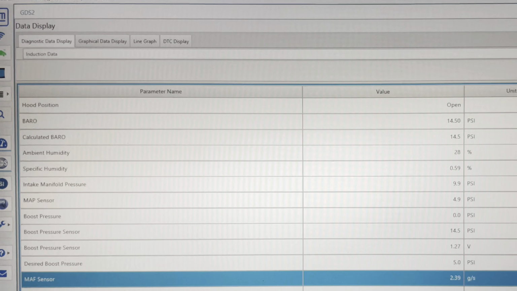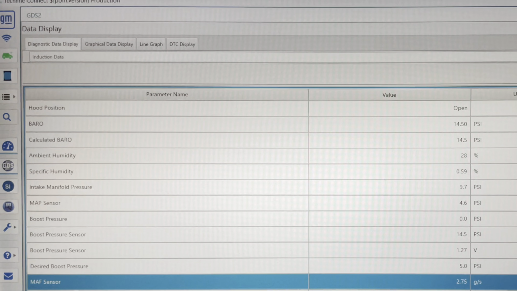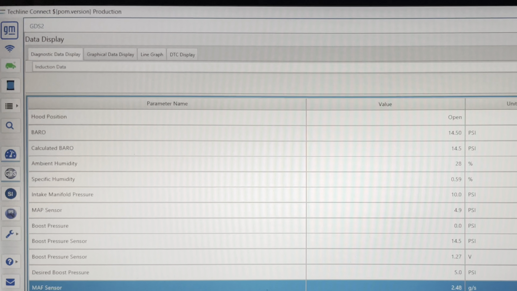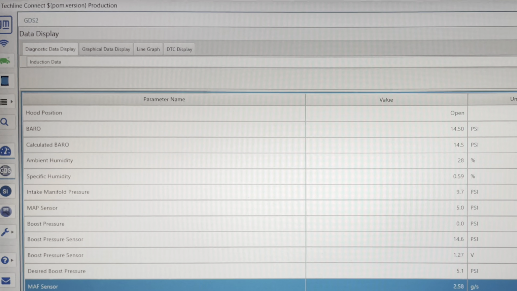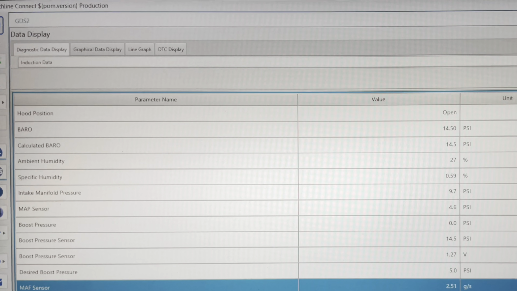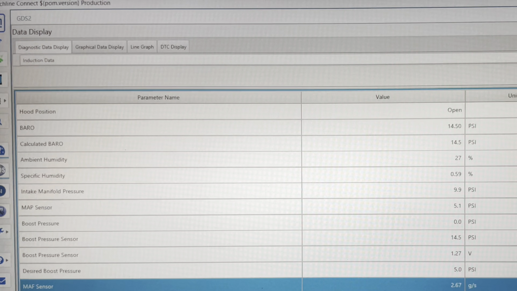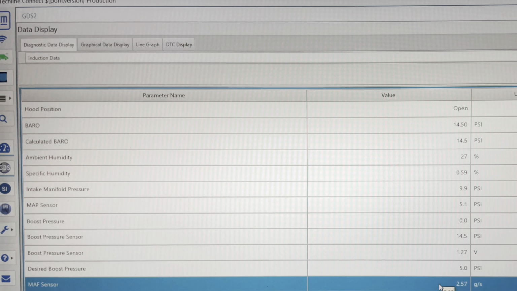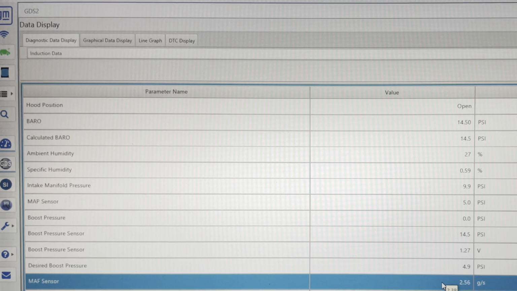The P1101 code means that theoretically, the engine should breathe this much air per cycle, and we are measuring something different than mathematically we should. So it means that this mass air sensor is lying for some reason. We need to find out why.